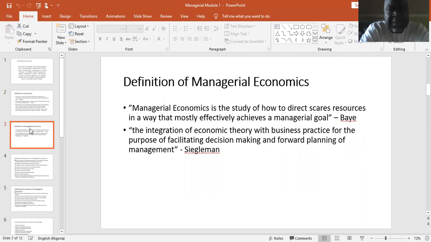Another definition: let's define managerial economics, which is the subject matter of this course. Managerial economics is the study of how to direct scarce resources in a way that most effectively achieves a managerial goal. Another definition is the integration of economic theory with business practice for the purpose of facilitating decision-making and forward planning of management. I'm more aligned to this definition because we're looking at how economic theory helps in making business decisions smoothly and easily, and it promotes efficiency in the management and planning of an organization.